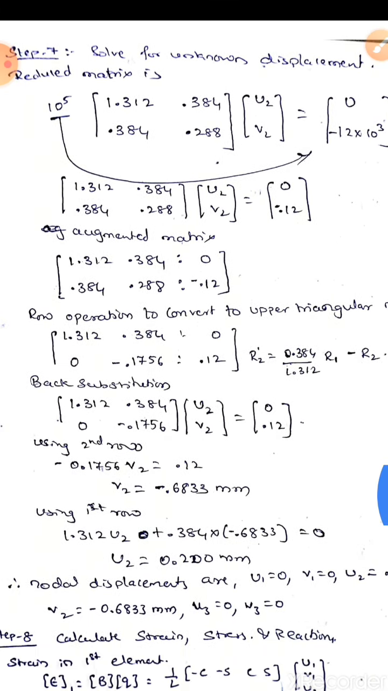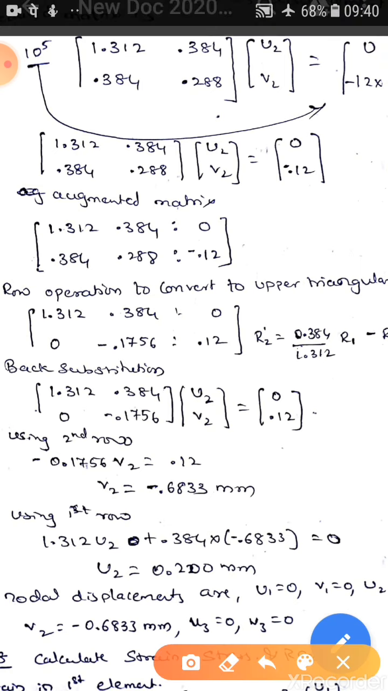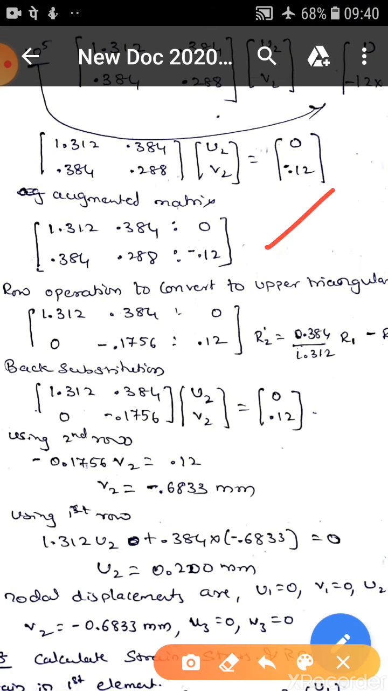The method we have used is, again, the Gaussian elimination method, that is, writing it in augmented form. First write it in augmented form. After that, do certain row operations so that you convert it into an upper triangular matrix. After converting to upper triangular matrix, do the back substitution. Solve the second row, you will get v2. Solve the first row, you will get u2.